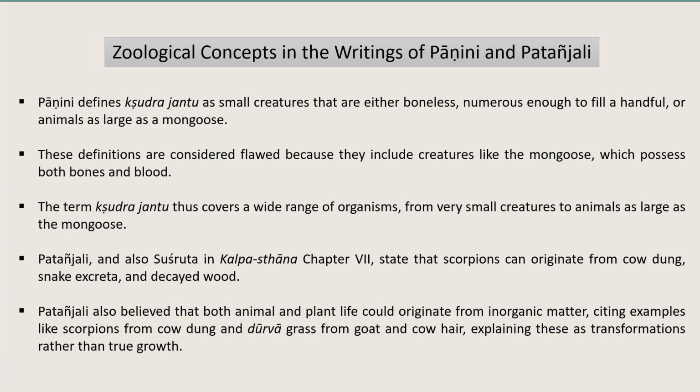Patanjali and also Susrut in Kalpasthan chapter 8 state that scorpions can originate from cow dung, snake excreta and decayed wood. Patanjali also believed that both animal and plant life could originate from inorganic matter, citing examples like scorpions from cow dung and durva grass from goat and cow hair, explaining these as transformations rather than true growth.